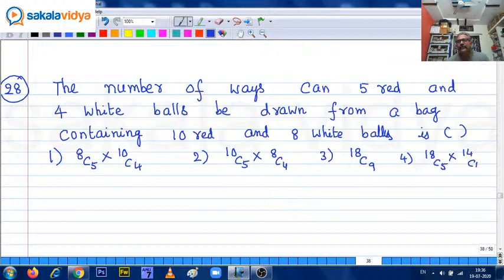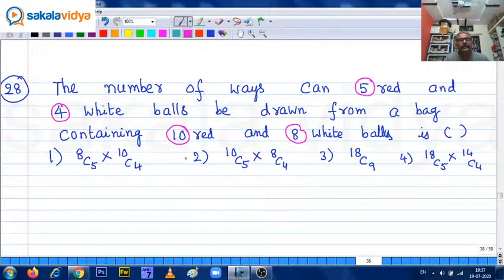So this is actually part of the problem of the probability chapter. Same problems will appear in the probability chapter also. So here you just see the number of ways 5 red, 4 white balls can be drawn from a bag of 10 red balls and 8 white balls. 5 red balls can be selected from 10 red balls, that can be done 10C5. Next, from 8 white balls we need to select 4, that is 8C4. That means second option is the right option.